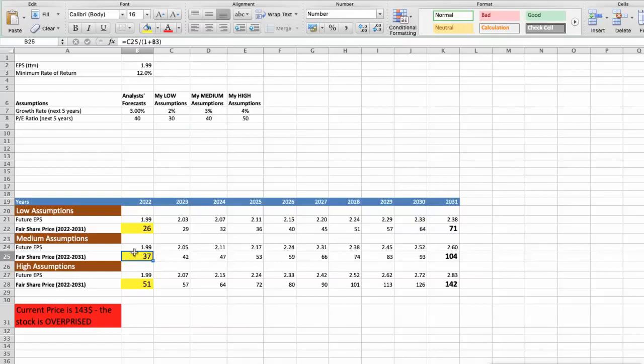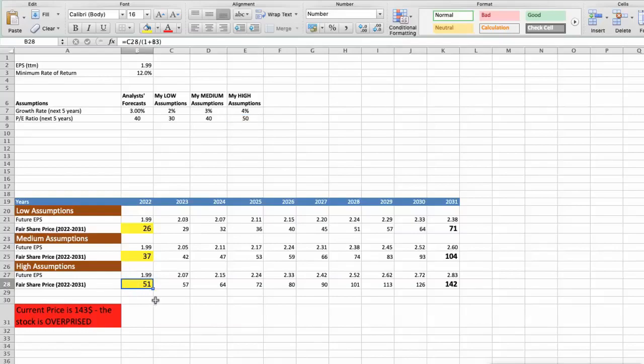Third scenario. Clorox will have high performance in the next 5 years, and we will use the following parameters in our calculation. Future growth rate would be high, 4%. Future P/E would be high, 50. In this case, the fair value of the stock today would be $51.